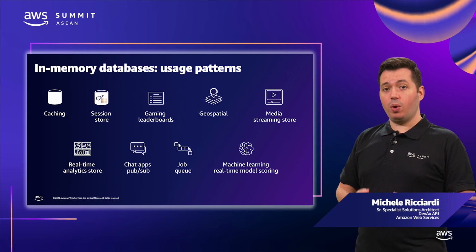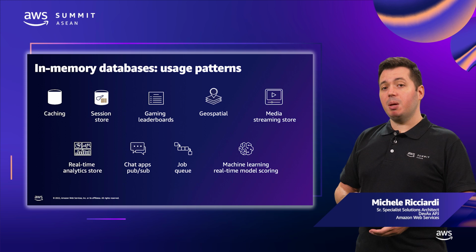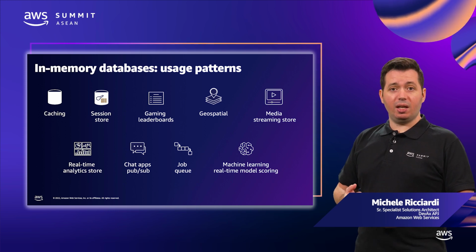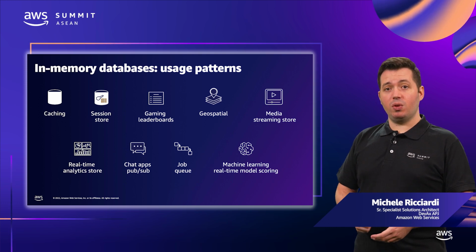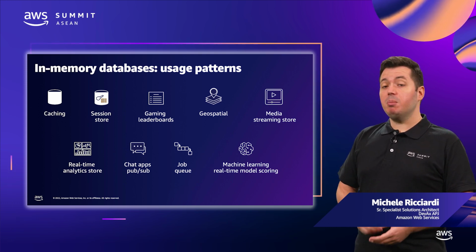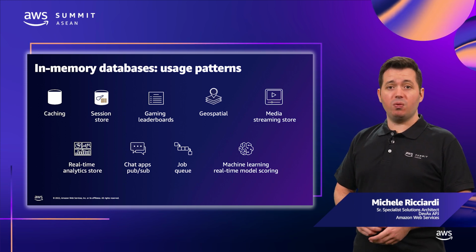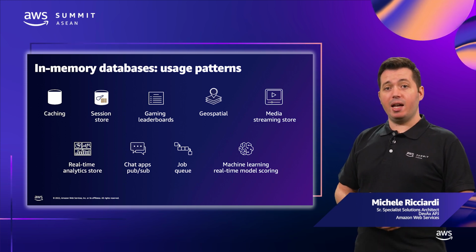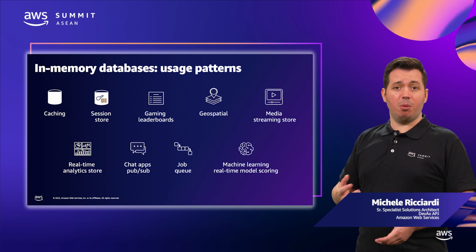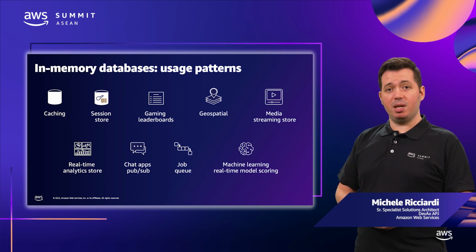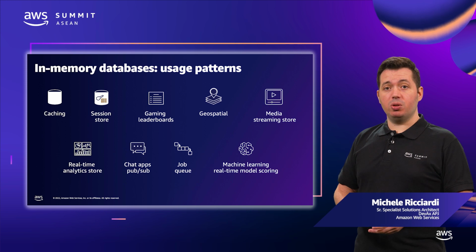So this use case's requirements can be met with an in-memory database. In-memory databases store your data in memory rather than on disk, which then provides sub-millisecond response times. In-memory databases are ideal for applications that require microsecond response times or that have large spikes in traffic. You can see some of the common use cases of in-memory databases in this slide, such as caching, session storage, and leaderboards, to name a few.